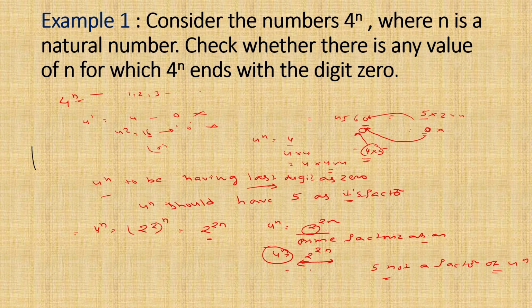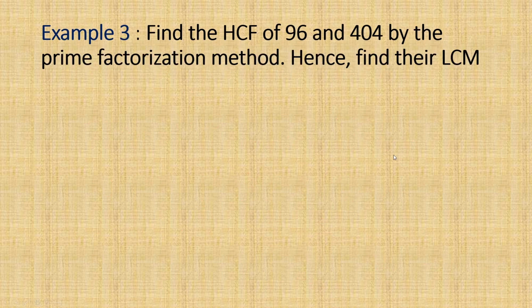Since 5 is not a factor of 4 power n, we will not get 0 for any possible value of n. Whatever n value you take, we will not get 0 because 2 is the only prime factor. To get 0, we need 5 also as a prime factor. That is 2 into 5, 10. Then only we will get the last digit as 0. So this is not possible because 5 is not a prime factor. Understood, no? This detailed explanation I will give you later. This is clumsy, no? I will give it to you later.